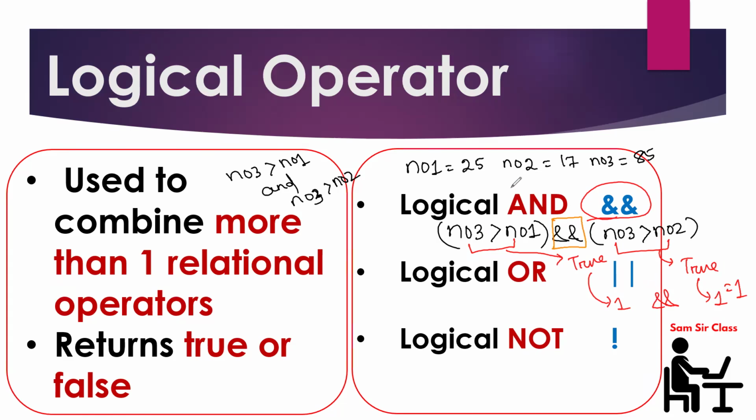So the condition for logical AND is that all have to be true if the total expression needs to be true. If one of them is false, then logical AND will return false for the entire expression. But that is not true in the case of logical OR.